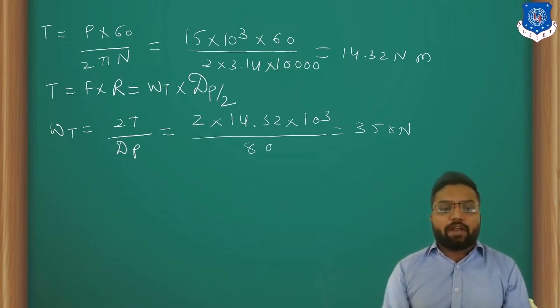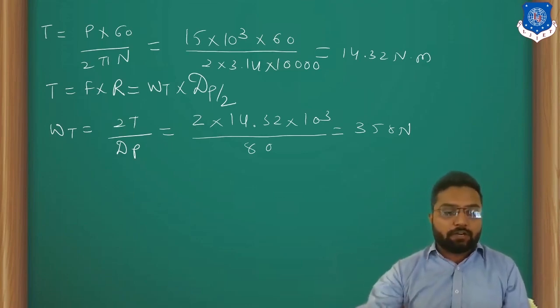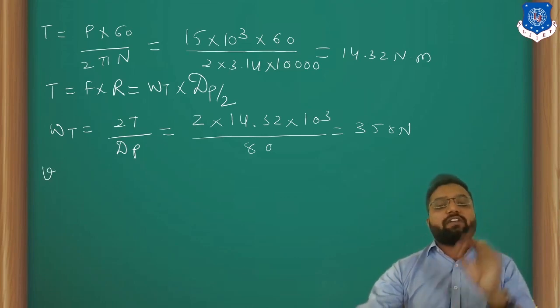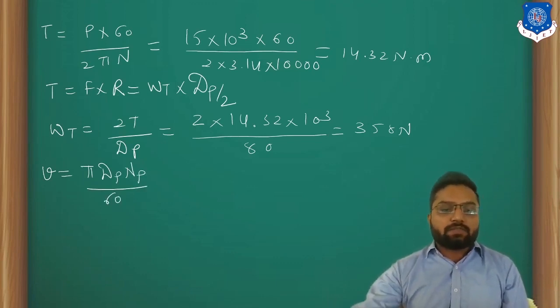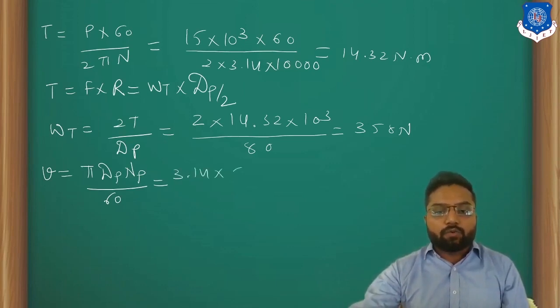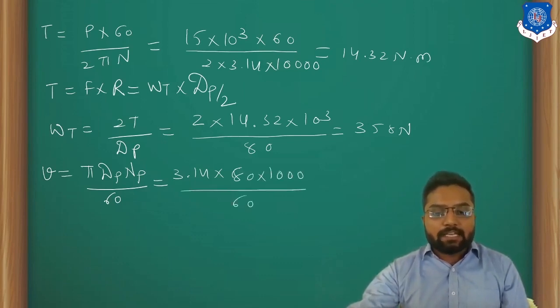Before getting into module and face width, we have to find velocity. Clear? Velocity of this gear. To find this velocity, because velocity will give us CV, which is the service factor depending on velocity. The velocity is nothing but pi dp np divided by 60. So we have 3.14 into 80 into 1000 divided by 60, which is 42 meter per second.